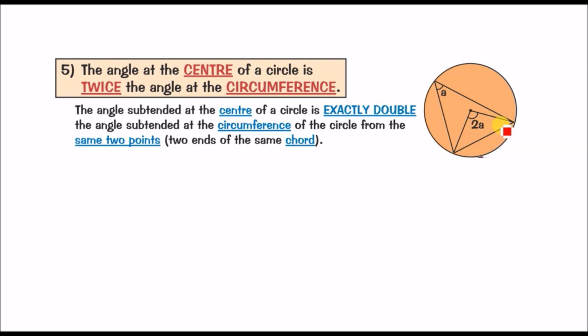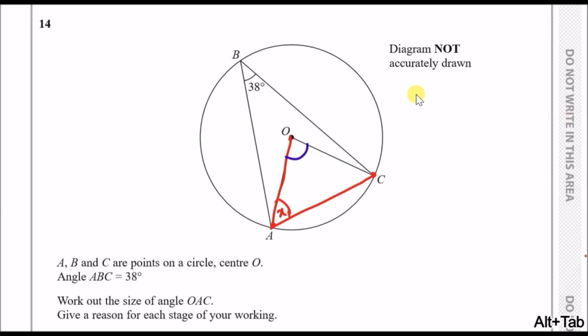So it's always in this format. If you see a shape like this, then you know it's double that value there. So essentially, if this is 38, then this would be 2 times 38, which is 76.